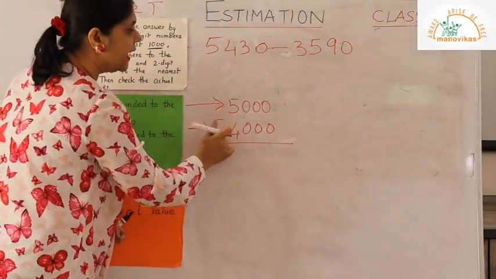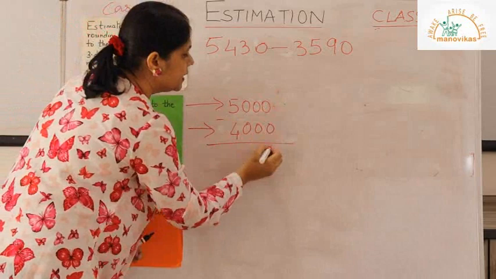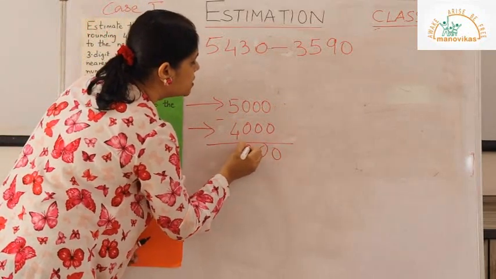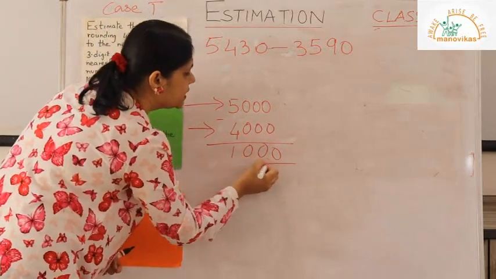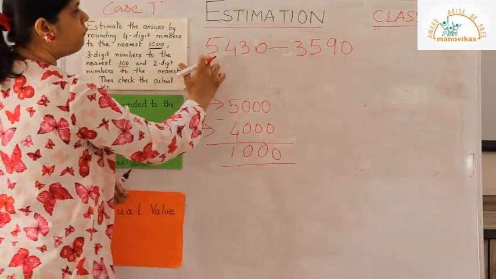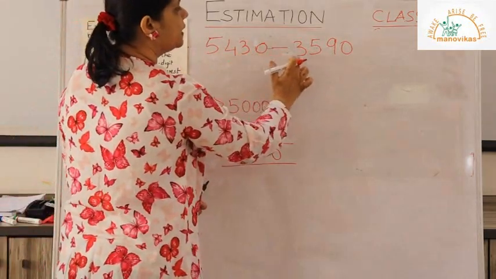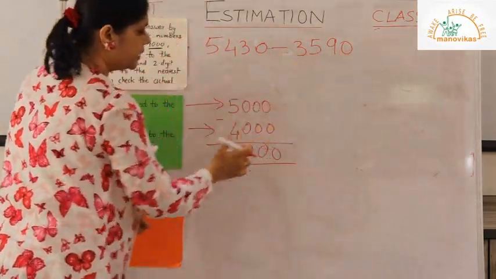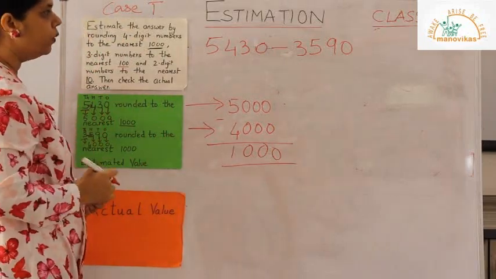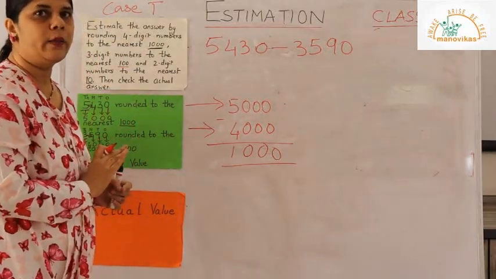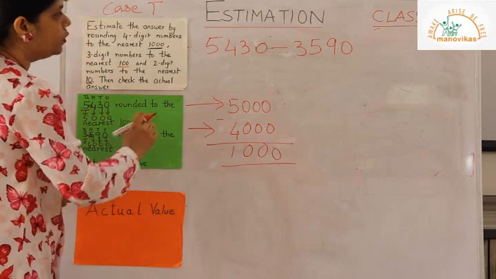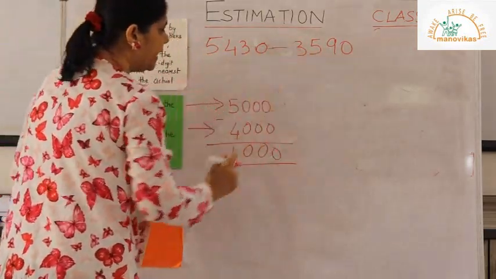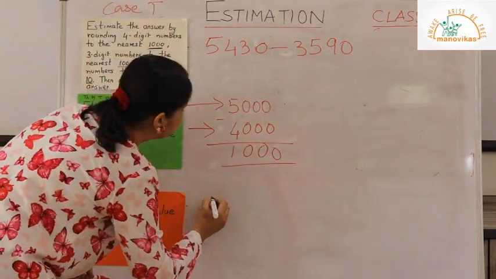What is the answer we'll get after subtracting? 0, 0, 0 and 1. So what is the estimated difference of 5430 and 3590? It is 1000. Now let us find the actual value. To find the actual value, I will take these two numbers, right? Let us write it down.